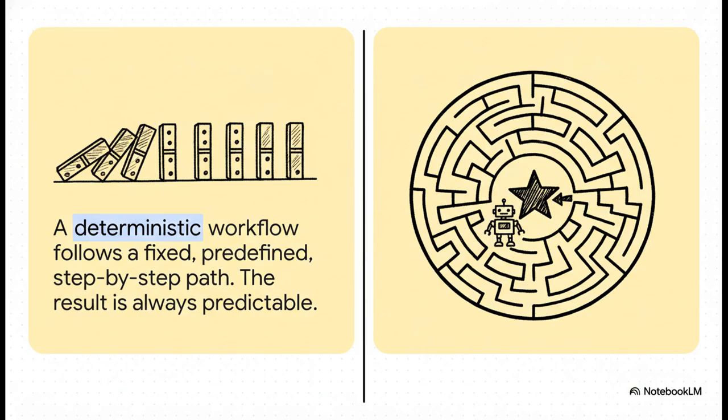This really highlights that huge shift. A regular, deterministic workflow is like a set of dominoes. You push the first one, and they all fall in a perfectly predictable line every single time. But an AI agent? That's like giving someone a compass and a destination and telling them, get there. They have to reason, decide, and adapt to the terrain to reach the goal. It's a totally different way of operating.